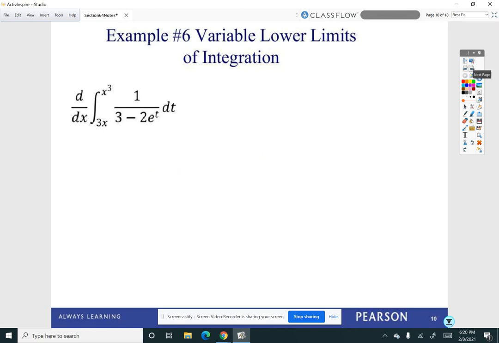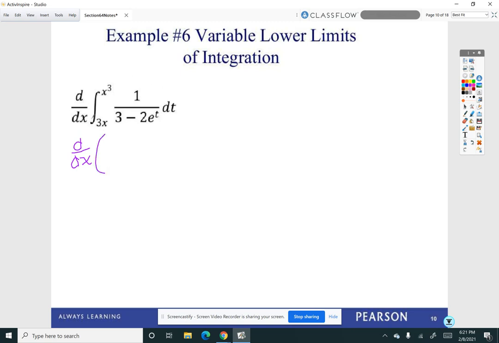All right, our last one is an example of a problem where we have x's on both the bottom and the top. So how do we do something like this? This requires some of our properties of integration to come into play. Okay, so in order to apply the fundamental theorem, the lower number needs to be a constant and the upper needs to be x or a function of x.